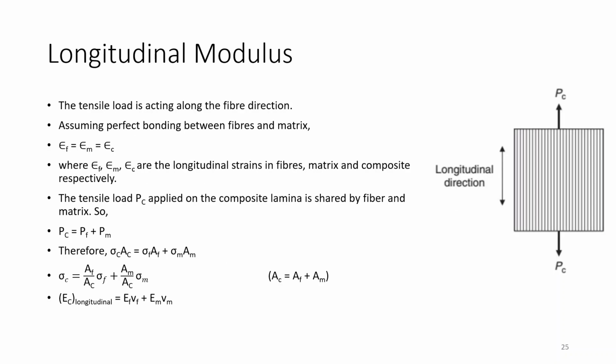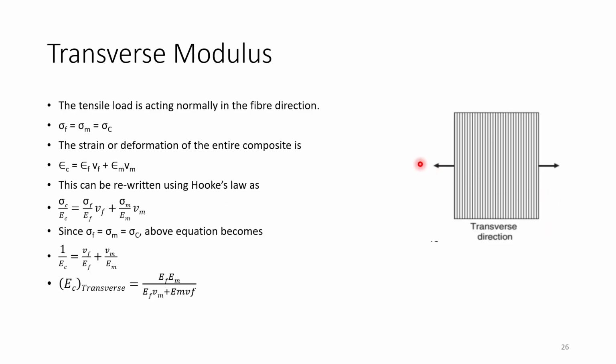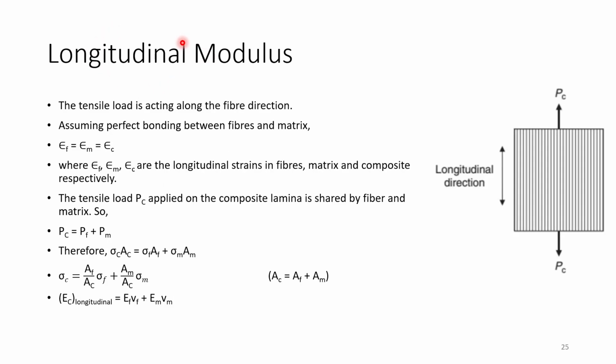Next is the longitudinal modulus. In this case, the tensile load is acting along the fiber direction. Here you can see this is the direction and this is the fiber orientation. So here the tensile load is acting along the fiber orientation, and when it acts perpendicular, this is the direction of the fiber and this is the direction of loading, so it is 90 degrees. Then it will be the transverse modulus.